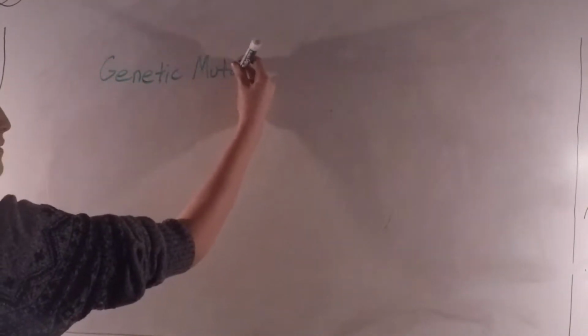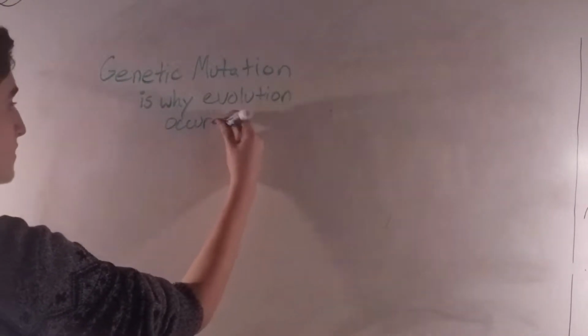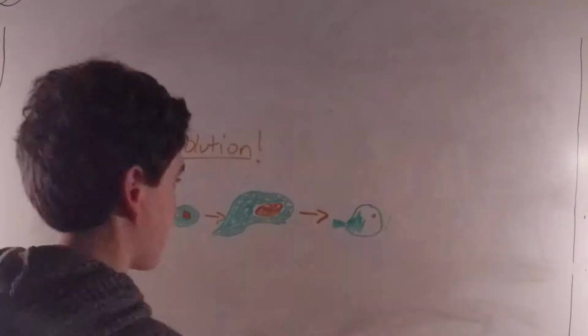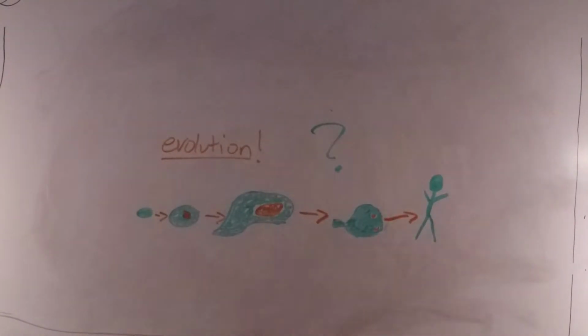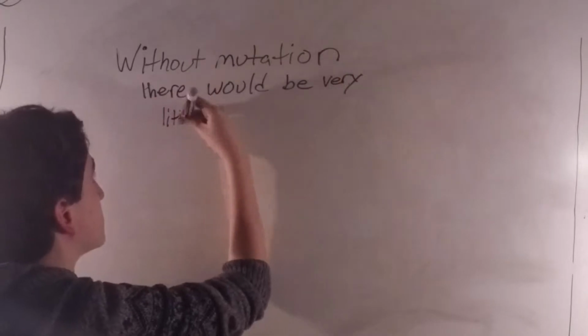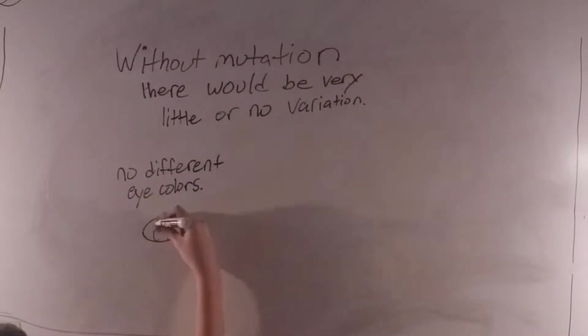Genetic mutation is how evolution occurred. Somewhere along the line, when an organism was reproducing, the DNA didn't replicate properly and it resulted in a mutation. This mutation may have been beneficial to the organism, and they passed the mutation along, resulting in new species and causing evolution. If it weren't for genetic mutation, people wouldn't have different eye colors, or even be human for that matter.